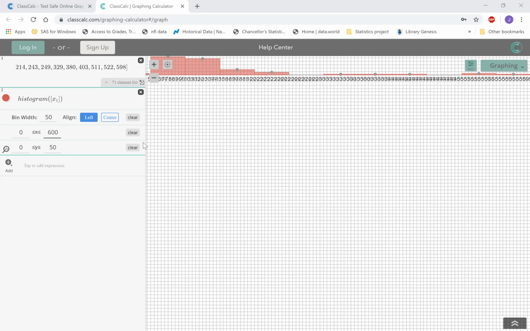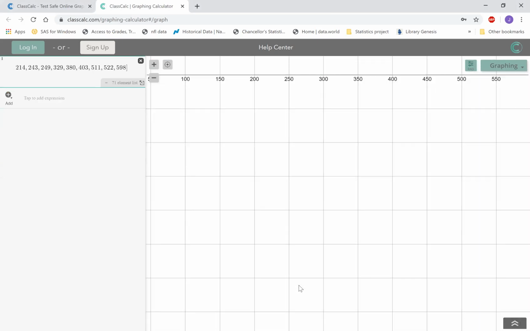Based off of this, it's telling us our distribution is not normal, because if you look at the histogram, it's skewed to the right-hand side. So up next, we're going to do the normality plot, and we want to see, based off of the normality plot, does it also tell us it's not normal? So I'm going to take away this.